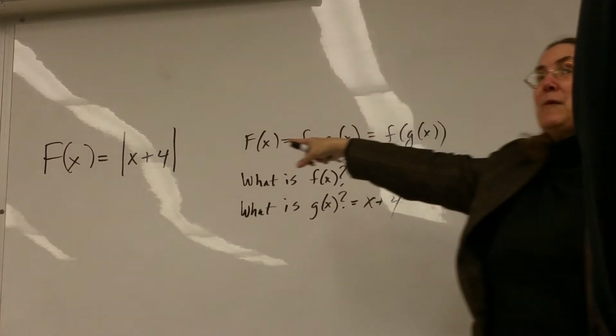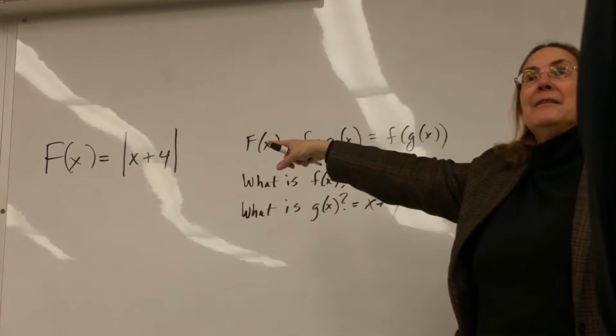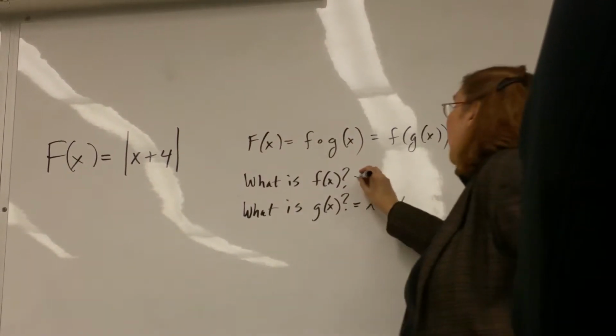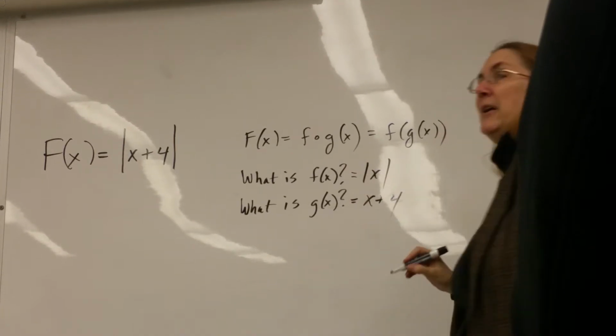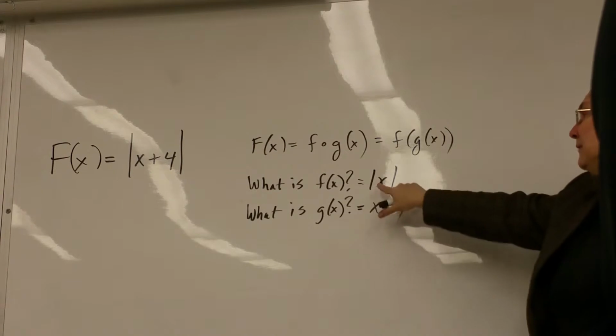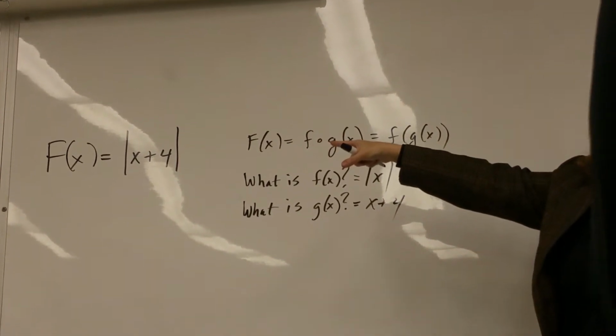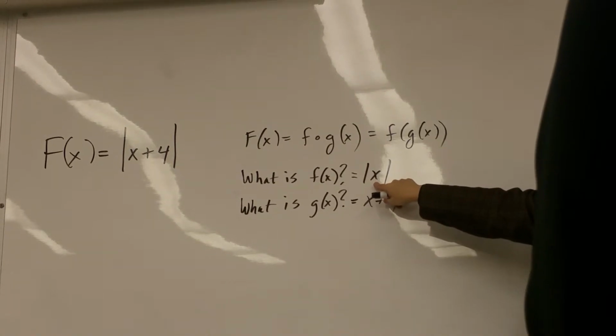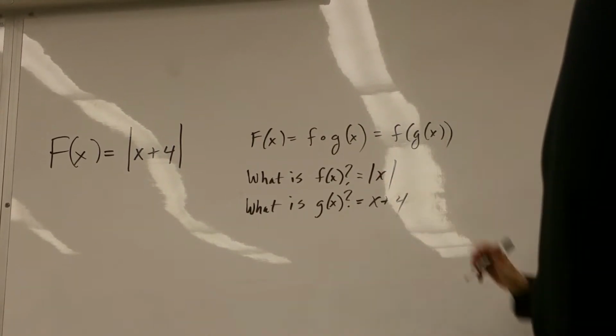f is the outside function. Once I found x plus 4, what's on the outside? Absolute value, f of x, is the absolute value of x. If I substitute this in for x, do I get that big F function? If I substitute this in for x, yes I do.